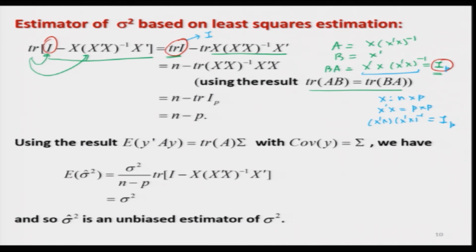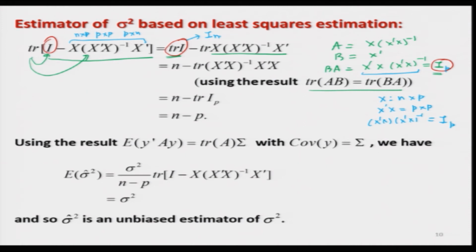You can see here the order of this matrix is like this. X has an order n cross p, X transpose X has an order p cross p, and X transpose has an order p cross n. So, this whole product is going to have an order n by n. So, this matrix I has to be of order n, right.